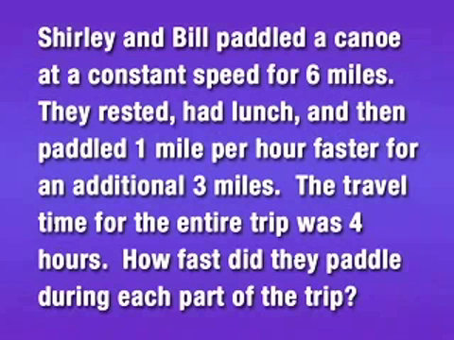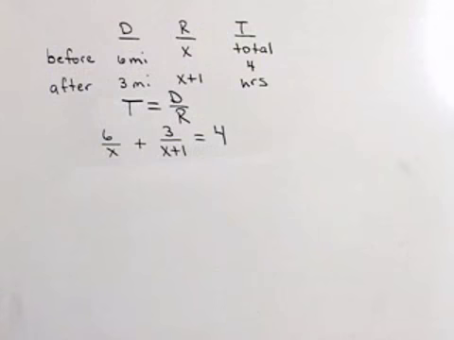Well, we know that before lunch they went 6 miles, and after lunch they rested and then went 3 more miles. After lunch, we also know that the rate was 1 mile per hour faster. So if x is the rate before lunch, then x plus 1 is the rate after lunch. And then finally, we know that the total trip took 4 hours.